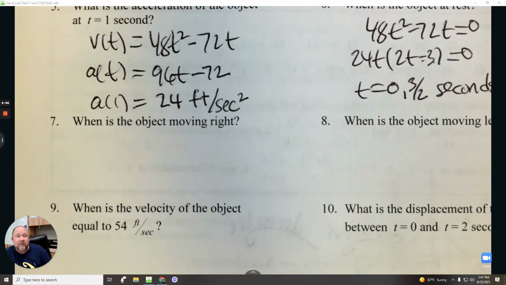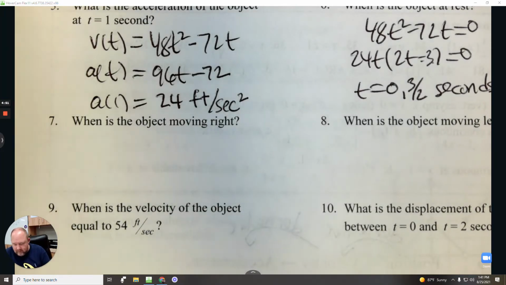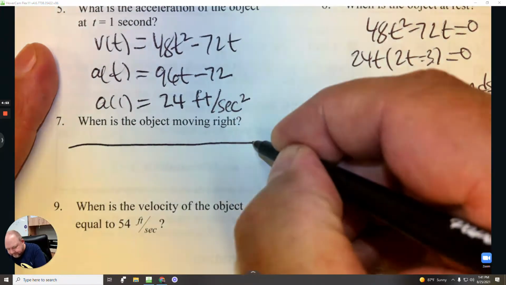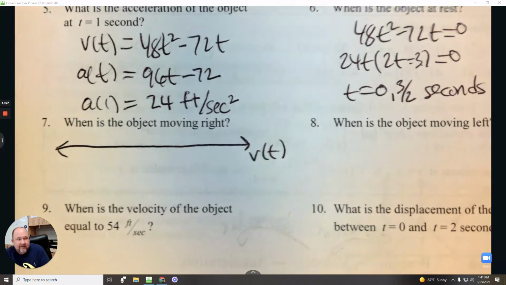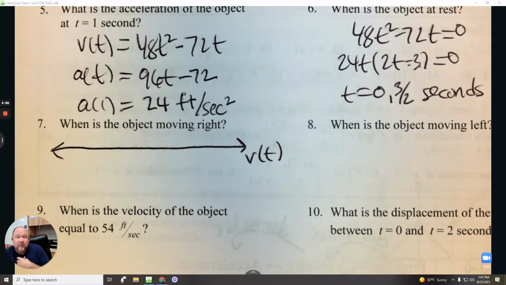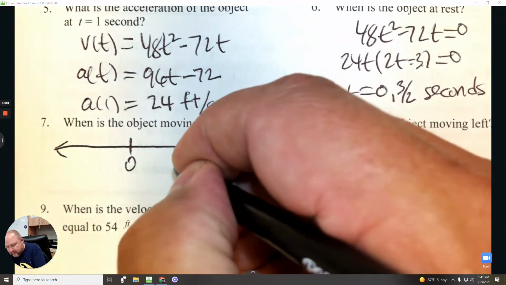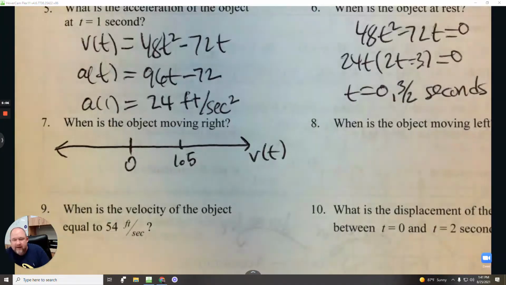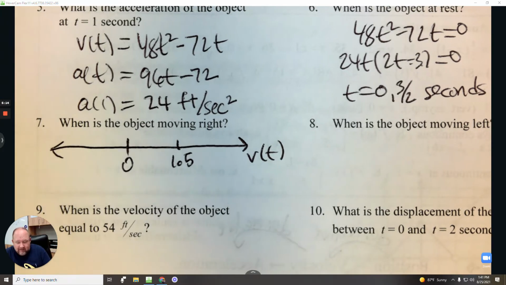Number 7, when is the object moving to the right? Well, when the velocity is positive, it's moving to the right. So what we're going to do is draw a number line. This is going to represent the velocity. On this number line, I'm going to put down when the object is at rest. So at 0 and 3 over 2, which is really 1.5. That's when the object is resting. It's not going right or left at those times. All other times, it's going one direction or the other.